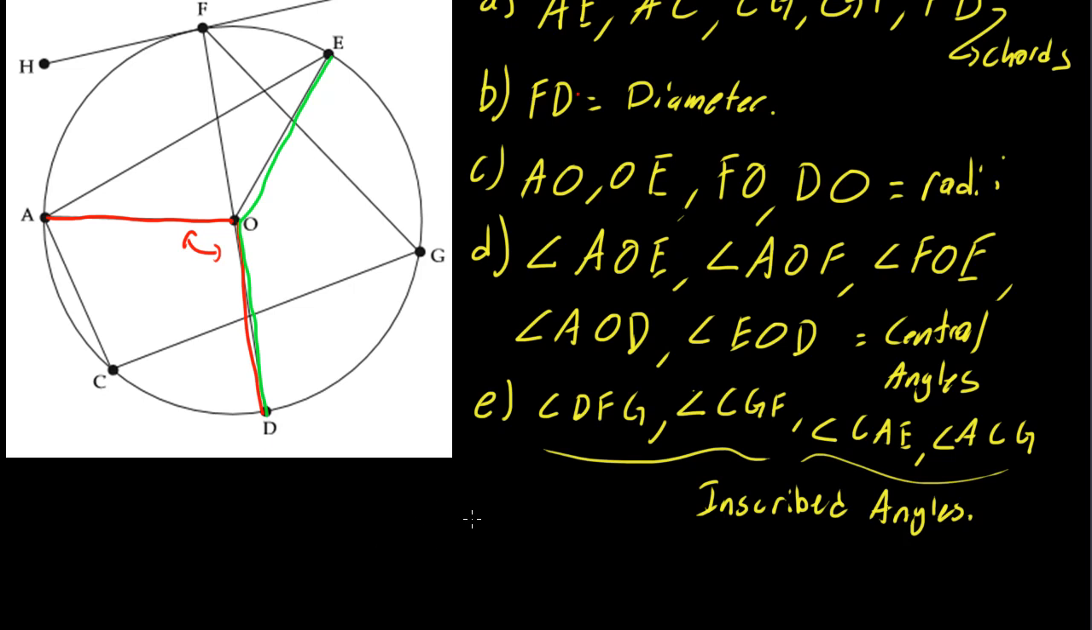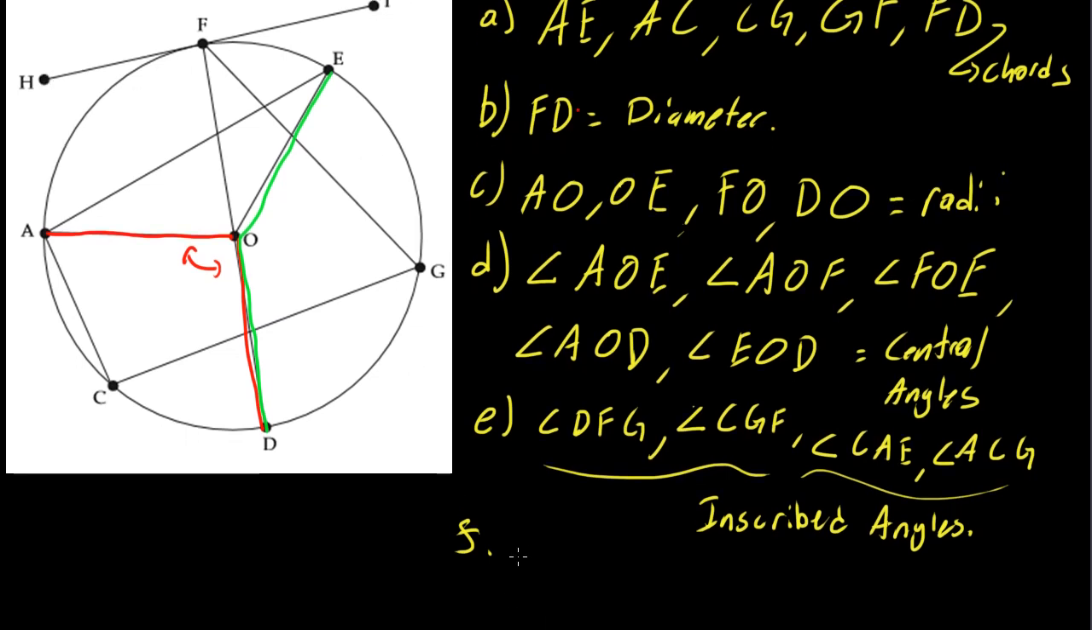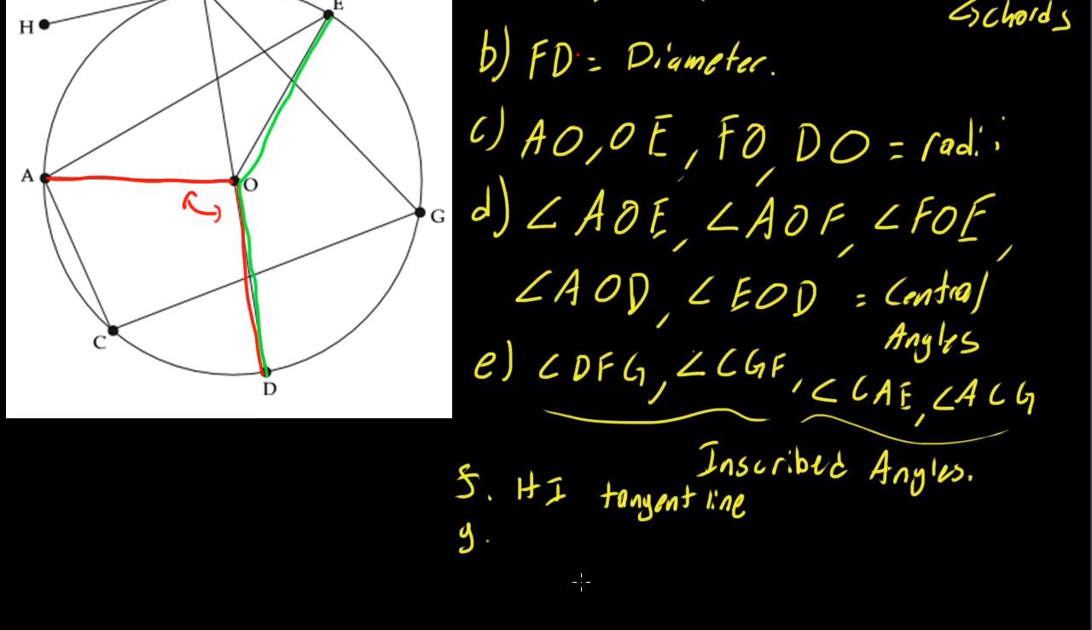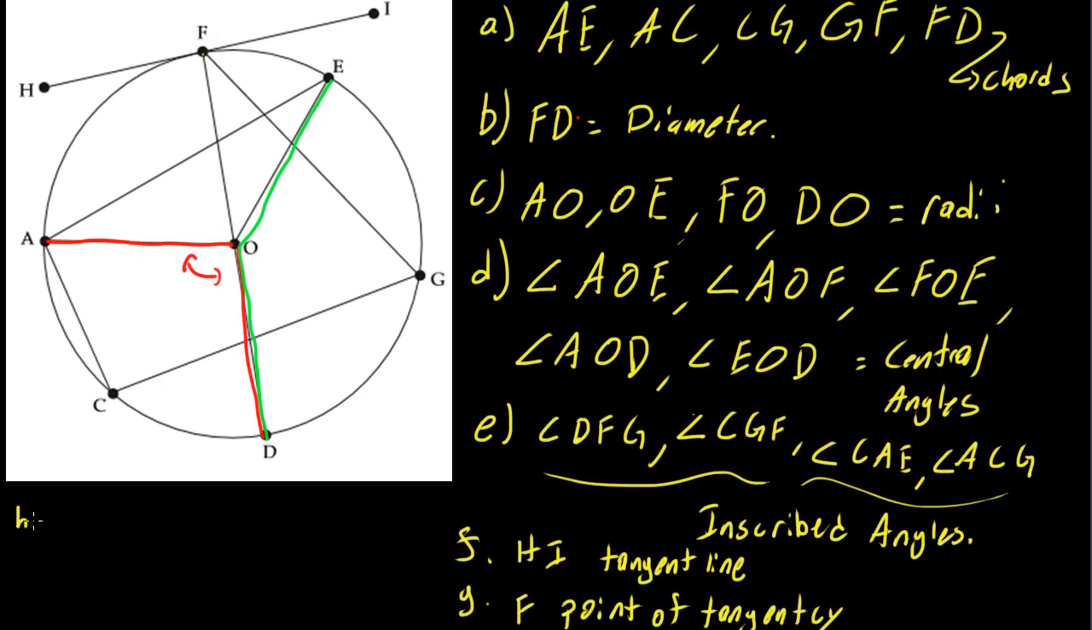We can name our tangent line. HI is going to be our tangent line. Our point of tangency, that's always a good follow-up for this one, is going to be F. This is the point where this HI line touches the circle at one and only one point. F is our point, and it's called the point of tangency.